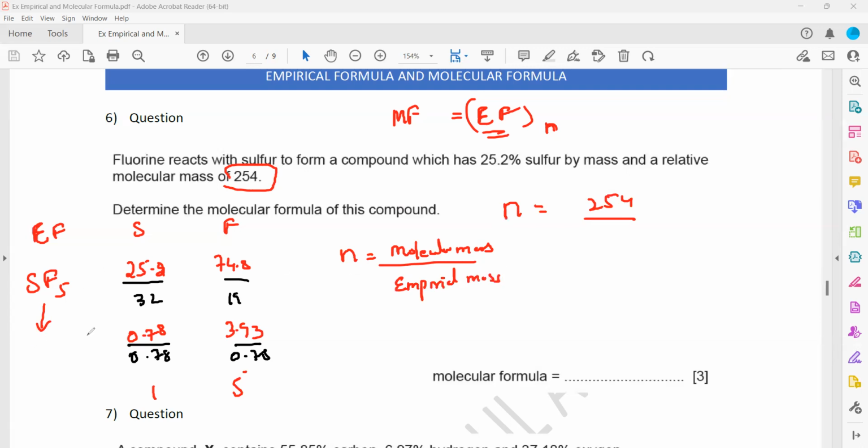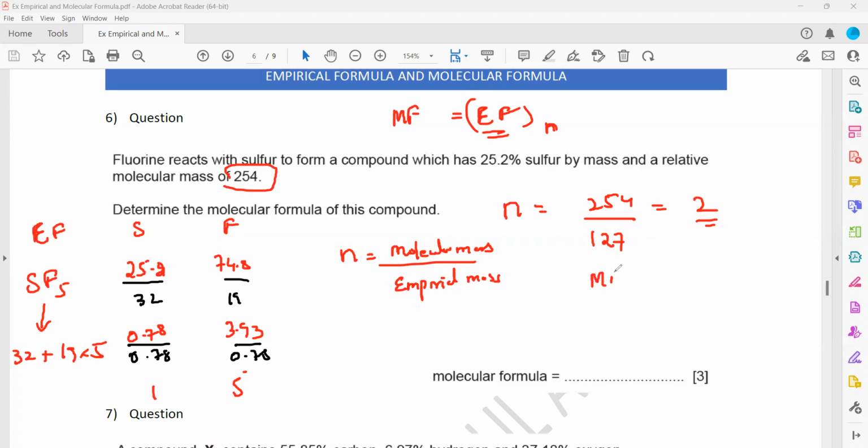So molecular mass is given, 254. Empirical mass is how much? Sulfur is 32 plus fluorine is 19 times 5. So 19 into 5, it will be 85. And then sum them, so it will be 127. So 254 divided by 127. N is equal to 2. So we get the value of N is equal to 2.